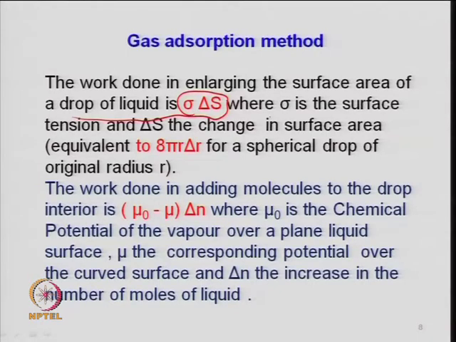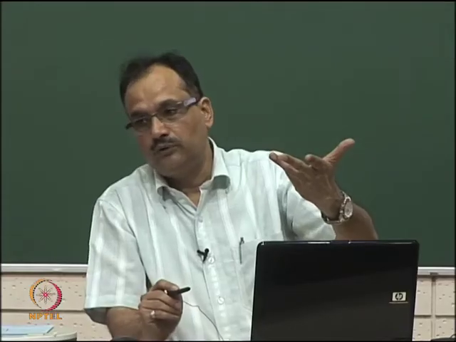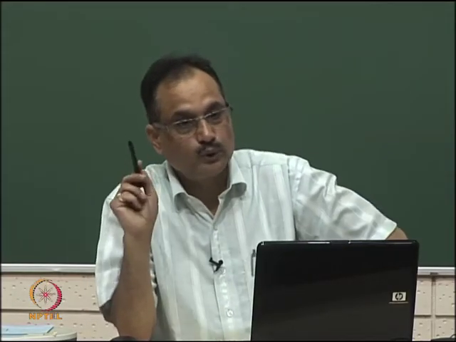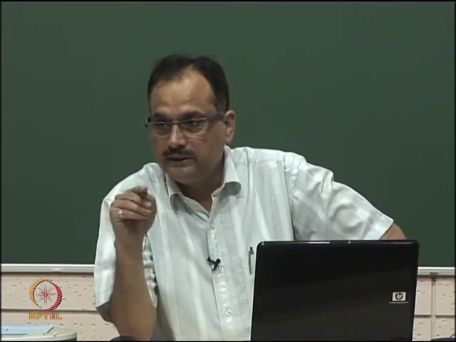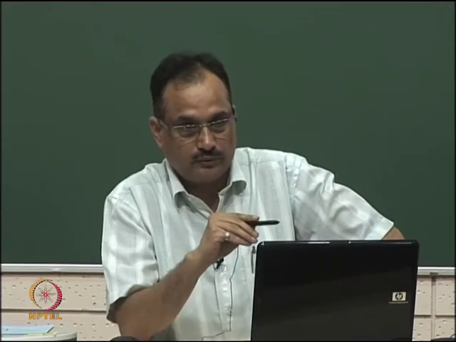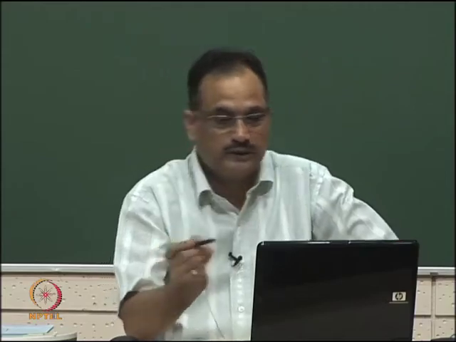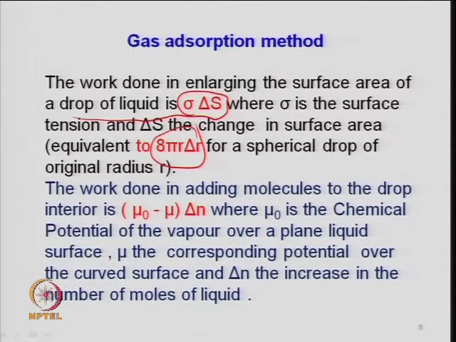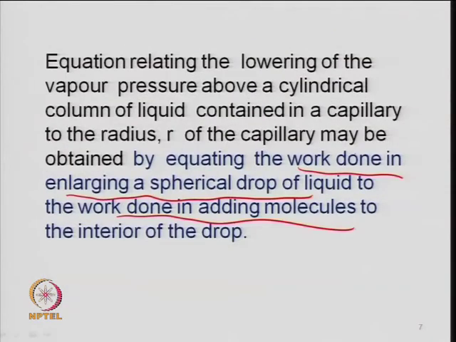So, how will you calculate the change in surface area? The area of a spherical droplet is 4 pi r square, right, and when it changes from r to r plus delta r it will become 4 pi (r plus delta r) whole square, right. So, ultimately the change is 2 pi r delta r into 4, so that is 8 pi r delta r. So, this is the change in the surface area of the sphere when the radius changes from r to r plus delta r. This is the first thing that I have written here, by equating the work done on a spherical droplet to the liquid, right, the first term.